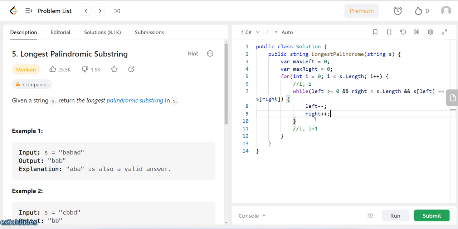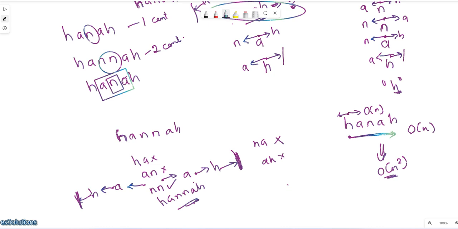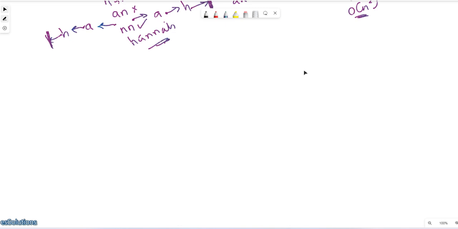So for example, let's use an example here. Let's say we have B A B, and then let's just say we have Z, just to have it like this. Let's assume we are at the focal point A. When we go this direction and we go this direction, we see this is a palindrome.